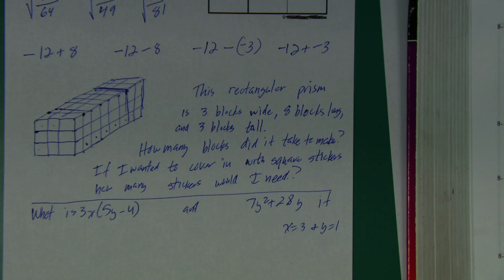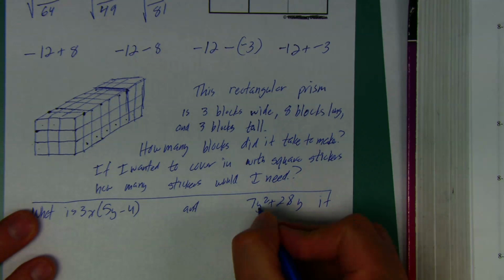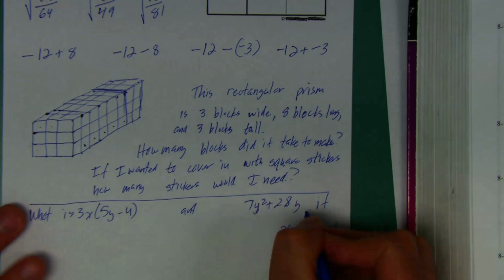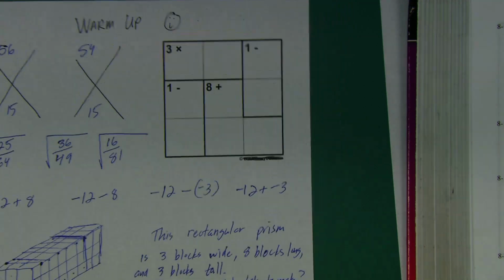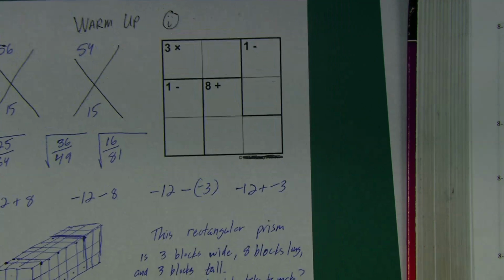Okay, the last couple questions is, what is 3x(5y minus 4) and 7y squared plus 28y if x equals 3 and y equals 1? Okay, you're going to figure those two things out. So go ahead and copy it. Okay, now let's fill in these answers.